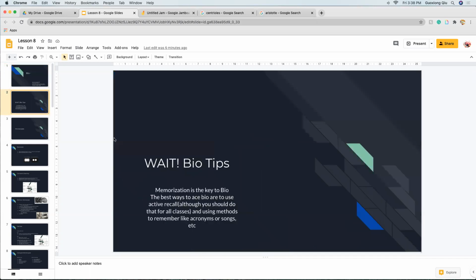Bio tips. The key to acing bio, even though I'm not that good at it, is memorization. You can do this through active recall, which you may have heard of. It's a pretty well-known study strategy that you should use for all your classes. Think of it as flashcards. I can't be bothered to explain it, just Google it. And the next tip is to use methods to remember the stuff you learn in bio, like acronyms or songs, etc.